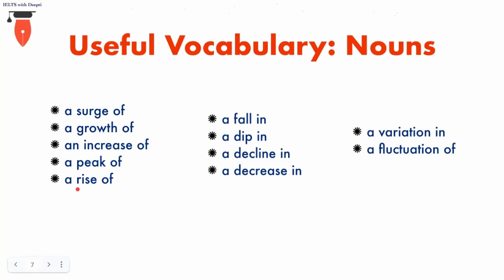Then when we look at these terms, if you want to show there is an increase in something, you can use words like a surge of, a growth of, an increase of, a peak or a rise. If there is a decrease in something, you can use words like fall, dip, decline, or decrease. And if you see that there is a movement which is unsteady, sometimes moving up, sometimes moving down, you can use simple words like variation or fluctuation, where you don't see a clear-cut increase or a clear-cut decrease, but it is increasing sometimes and decreasing sometimes. So these are the terms that you can use.